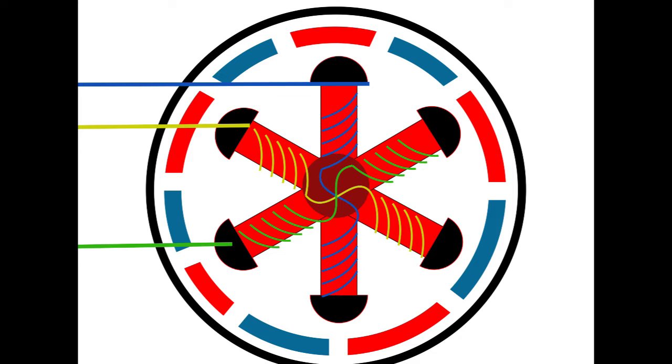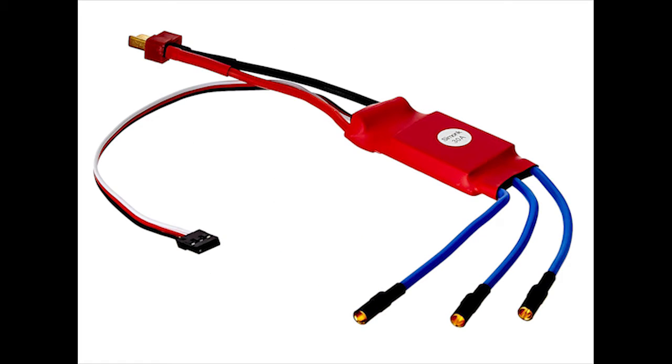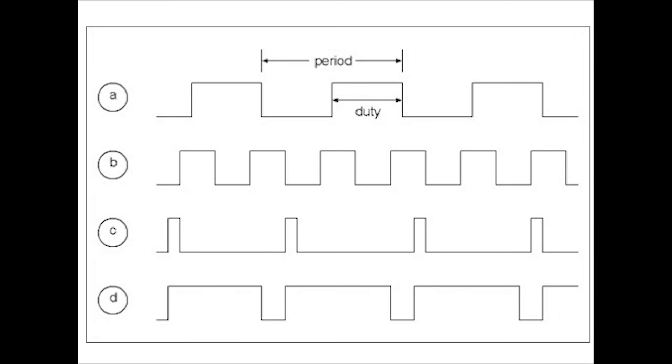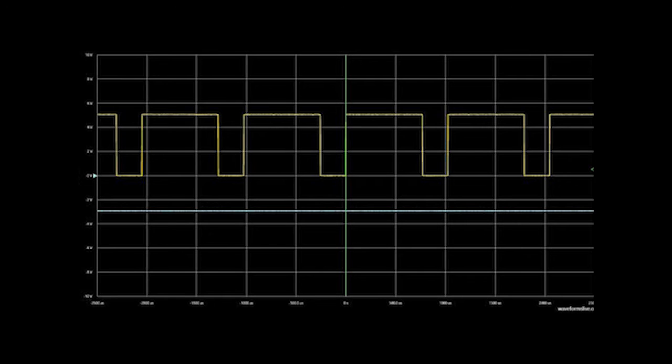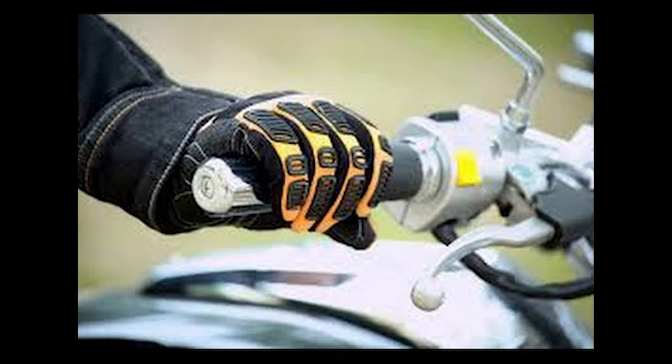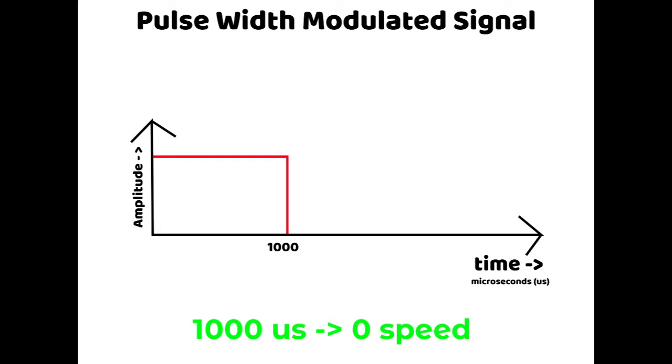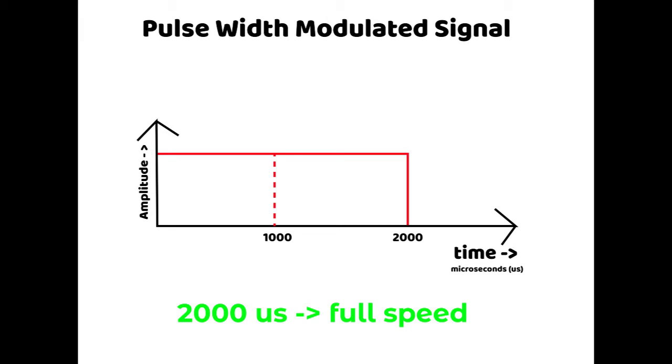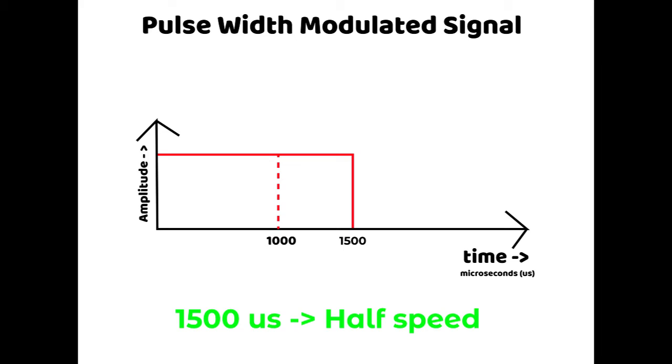To better understand the working, we need to analyze the output of our electronic speed controller. The electronic speed controller receives a PWM signal or pulse width modulated waveform as its input. The PWM signal must be between 1000 to 2000 microseconds. This can be considered as throttle to our motor, like 1000 microseconds corresponds to 0 throttle or 0 speed, and 2000 microseconds corresponds to full throttle or full speed, and so 1500 means half speed.